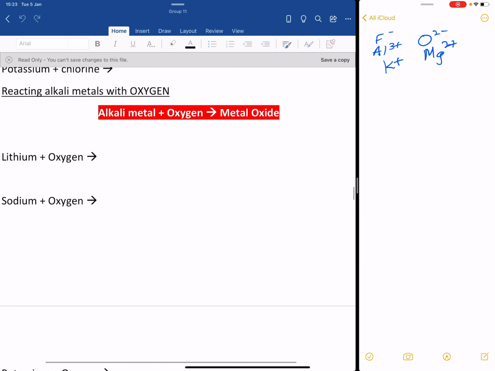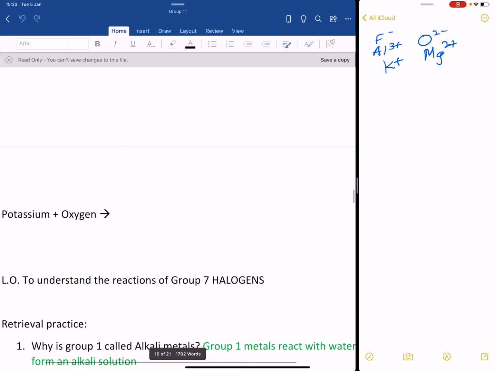Alkali metals also react with oxygen. You can finish off the 2 word equations, pause the video. Okay, what you should have here is lithium oxide and sodium oxide and potassium oxide.